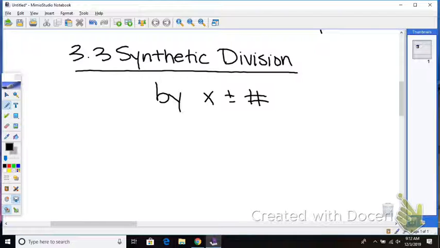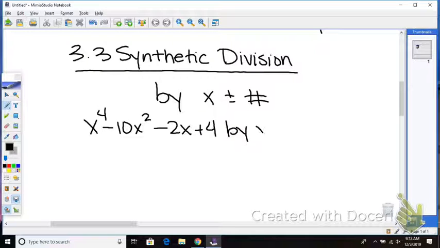So anytime you can use it, you want to use it, but you can't use it all the time. So we're going to start with the very first, or the same problem we did for a bell ringer. I did that on purpose so we can see that it gives you the same answer. So we're going to divide x to the fourth minus 10x squared minus 2x plus 4 by x plus 3.